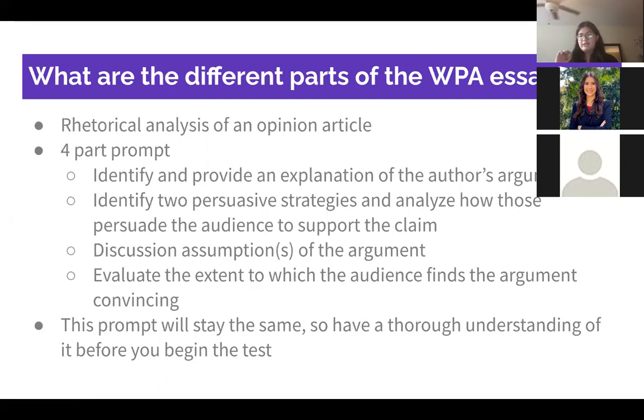So now we're going to get into the nitty gritty of the WPA. This is just going to be a structure of the paper itself and how you're going to want to structure it and write it. At the end of the day, the WPA is a rhetorical analysis of an opinion article.